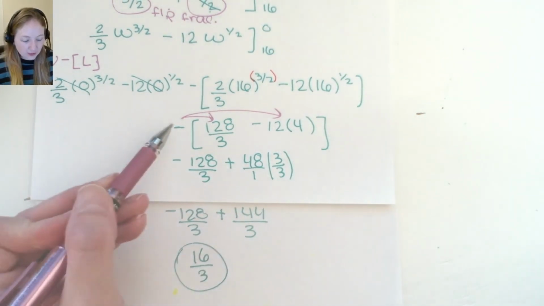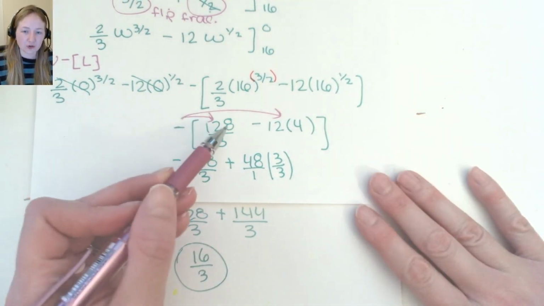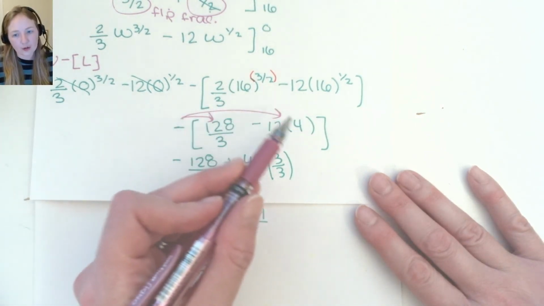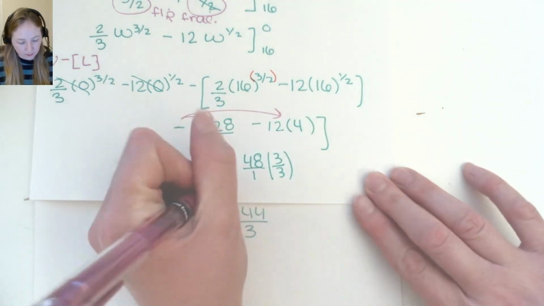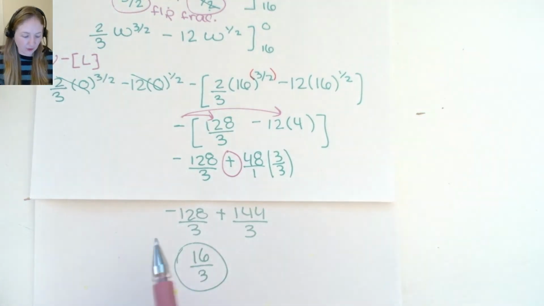So when we're distributing, remember that negative needs to get distributed to the first term, and it also needs to get distributed to the second term. So it will become a positive. So you'll have negative 128 plus the 144 to get 16 over 3.